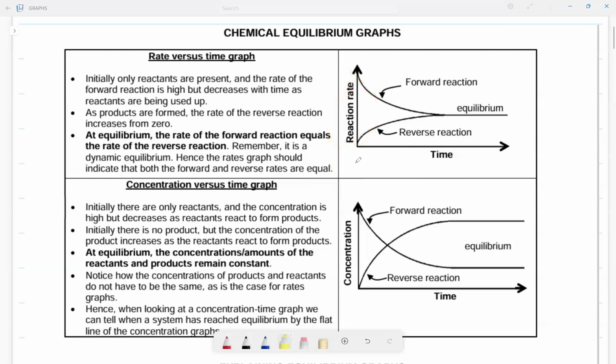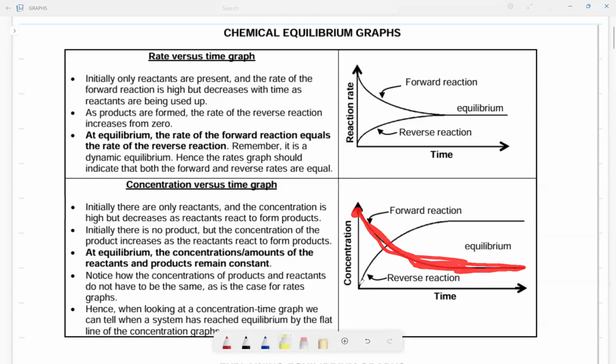On the concentration, they say initially there are only reactants, right? That's what we have discussed. And the concentration is high, but decreases as time goes on, as reactants react to form product. True. The concentration starts at a high point, but as time goes on, it decreases. Why? Because we are using up those reactants.